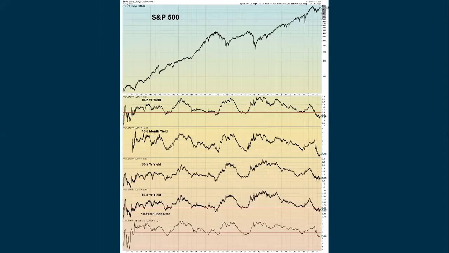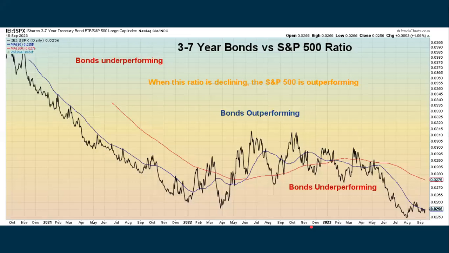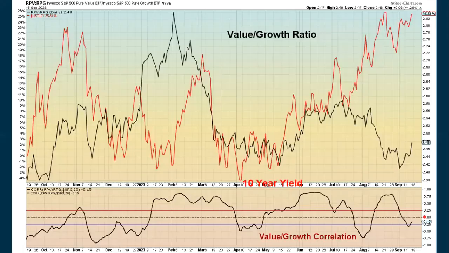Looking at the yield curves that we follow, and I mention this in every daily video, all of these yield curves remain inverted. And then this is a bond to stock ratio, just showing how bonds have been underperforming stocks. And then we do value to growth and take a ratio. That's the black line here, where it's been showing a little bit of improvement as value's been outperforming growth in the short term. And then we plot that with the 10-year yield. And we look at the relationship between the two, but it's pretty much neutral right now, so we're not really being told much.